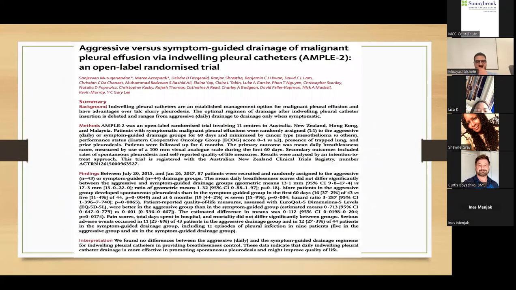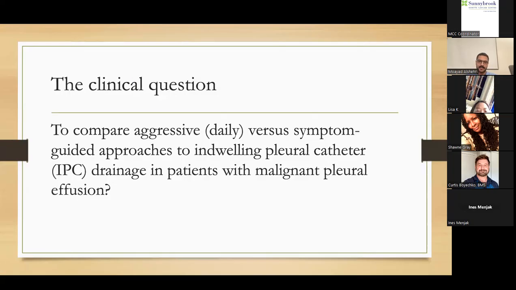Next trial, AMBLE-2, which looked at aggressive versus symptom-guided drainage for malignant pleural effusion via indwelling pleural catheter, an open-label randomized clinical trial. So basically, you have an IPC inserted, it's in. What should I do next? Should I do it once a week? Should I do it every other day? Should I do it every day? So this trial tried to look at doing daily versus as needed.